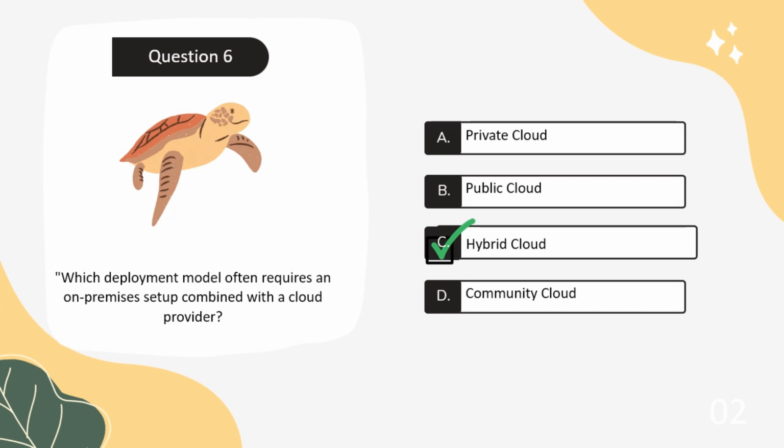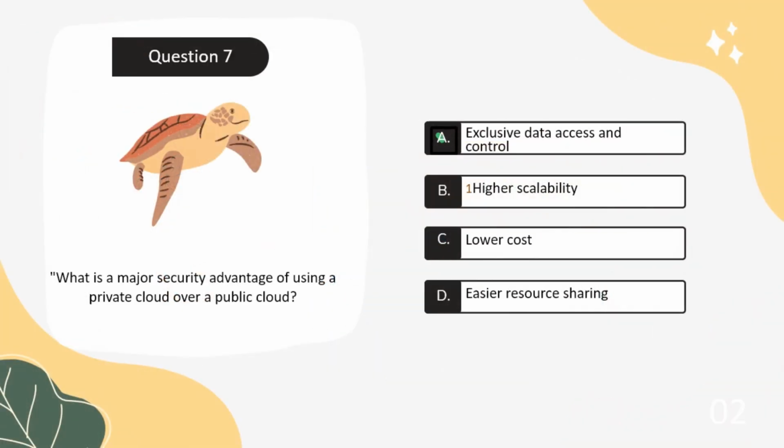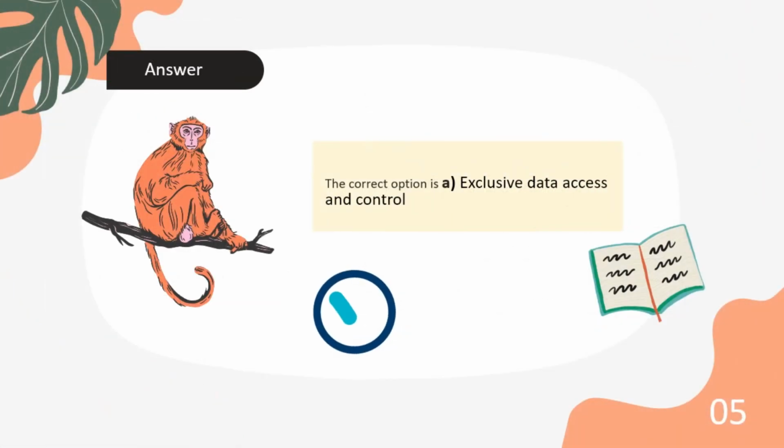Question number 6. Which deployment model requires an on-premises setup combined with a cloud provider? The options are private cloud, public cloud, hybrid cloud, and community cloud. The correct option is hybrid cloud. Seventh question is, what is a major security advantage of using a private cloud over a public cloud? Options are exclusive data access and control, higher scalability, lower cost, and easier resource sharing. So the correct answer is exclusive data access and control.